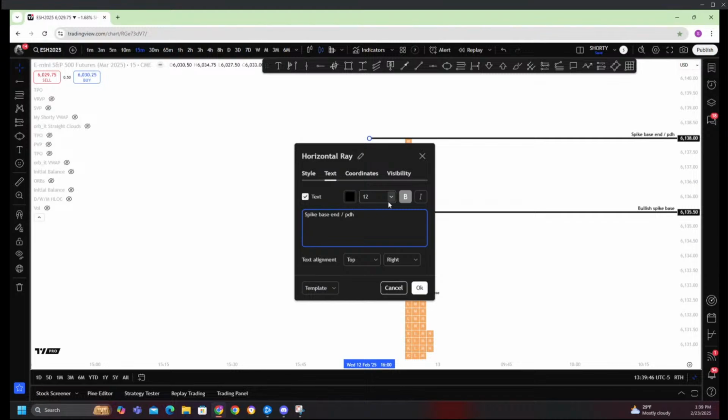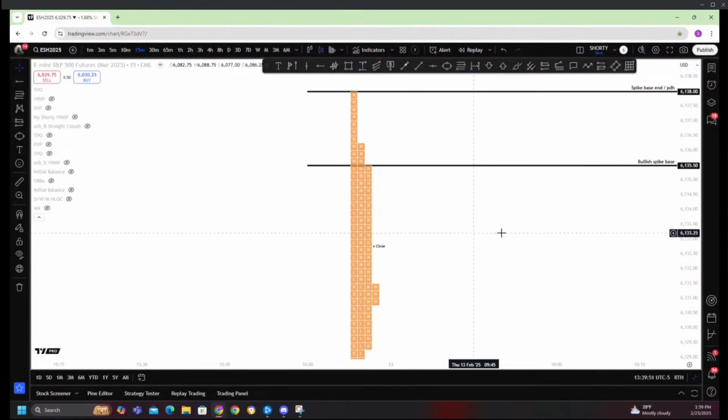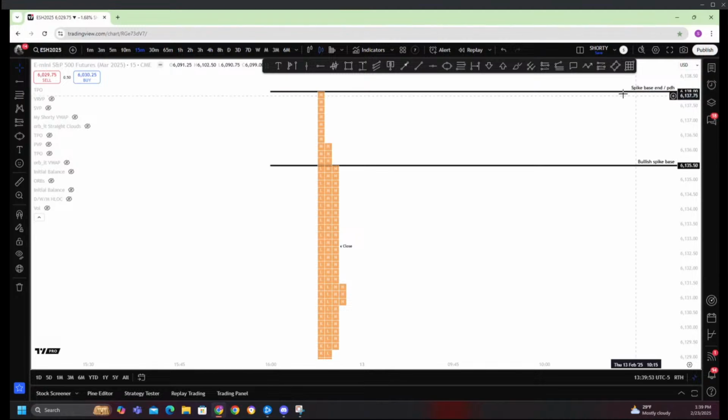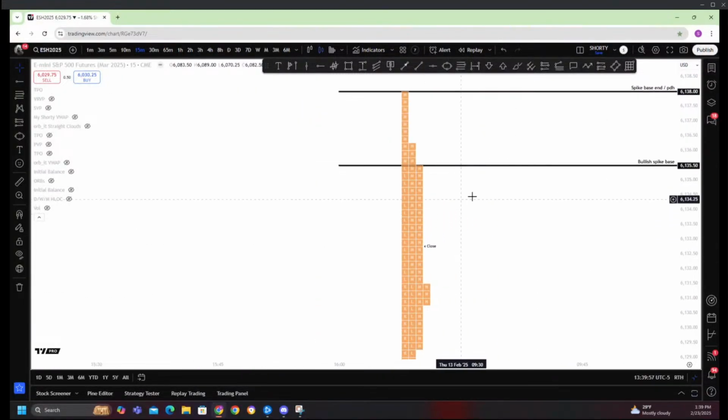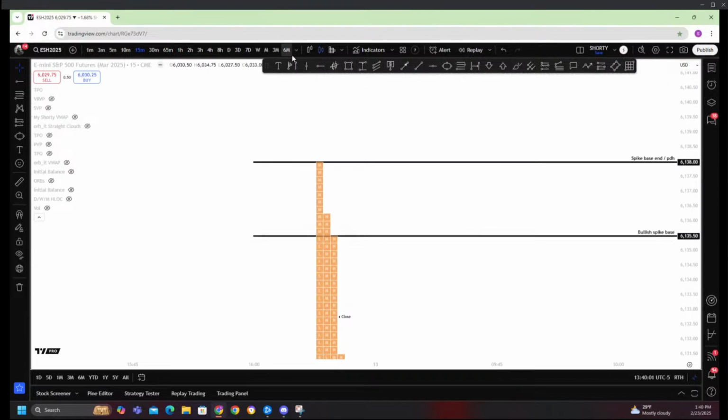PDH, sorry. When you guys hear me do this, I'm very dyslexic. So I call PDL at the highs, PD low at the opposite. I confuse myself more. So this is a bullish spike base, right? So it's the opposite up here, right? So if we open above here, what does that mean? Extremely bullish.